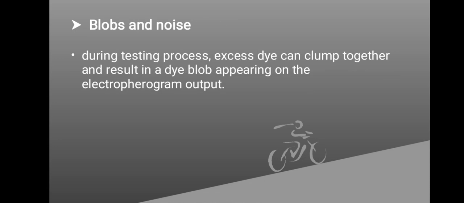Another factor is blobs and noise. We found that during the testing process, excess dye can clump together and result in a dye blob appearing on the electropherogram output. Although dye blobs can be observed at many heights, most tend to exhibit a wide shape. And the danger of dye blobs is that they can mask a true allele.